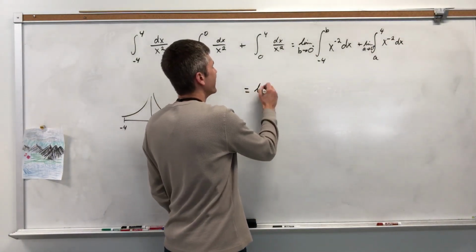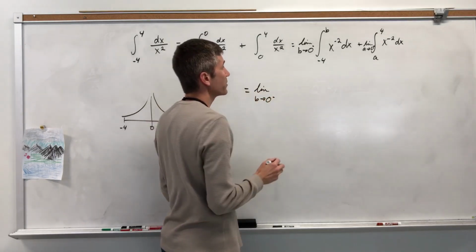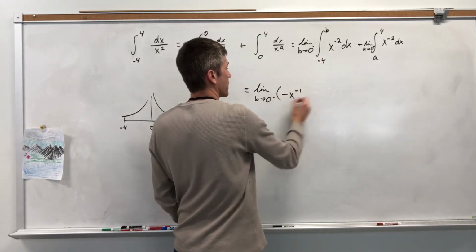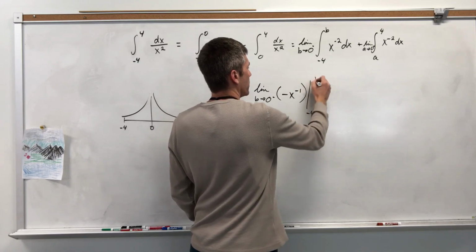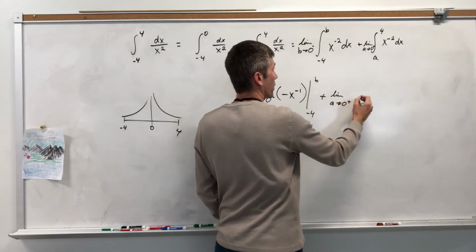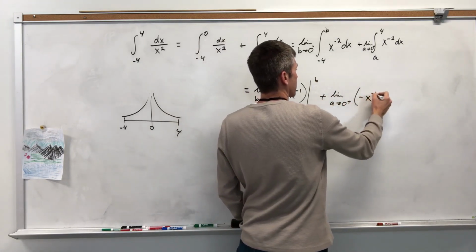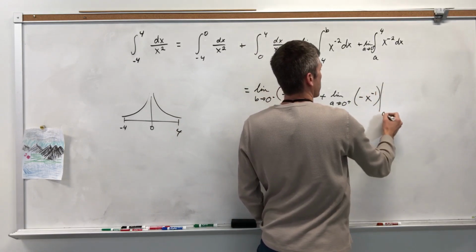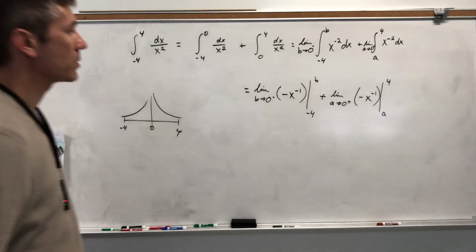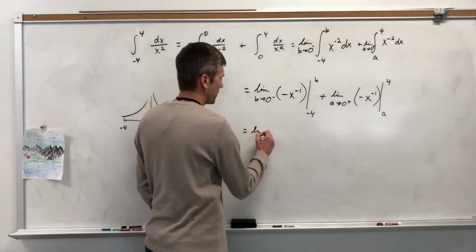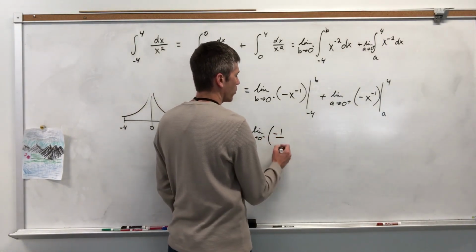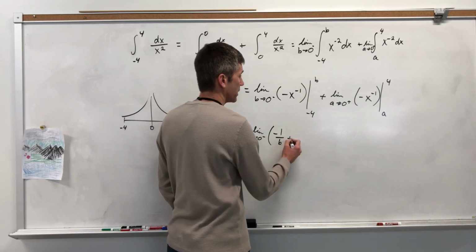Anyway, limit as b approaches 0 from the left, and antiderivative of this would be negative x to the -1, from -4 to b, plus the limit as a approaches 0 from the right of, same thing, -1x to the -1, and that goes from a to 4. Let me pause and make sure I'm right and I haven't accidentally lied to you. Nope, no lies here.